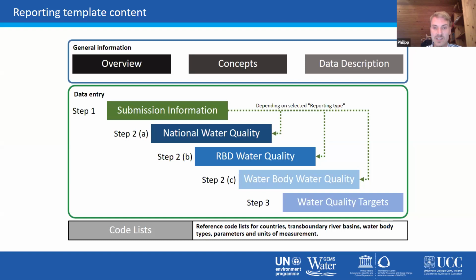And finally, in step 3, this is the last reporting table where you can enter information on the target values, which were used for the calculation of the indicator. And at the very bottom, you see a gray box with code lists. That's a couple of different sheets that define permittable entries throughout the template, such as country names, water body types, parameters, and units of measurement.